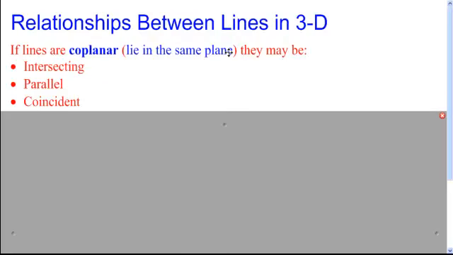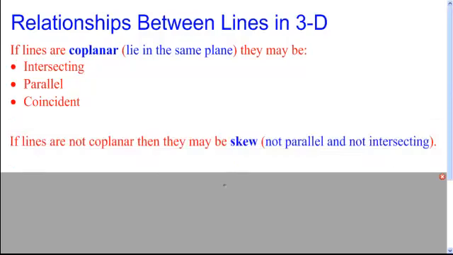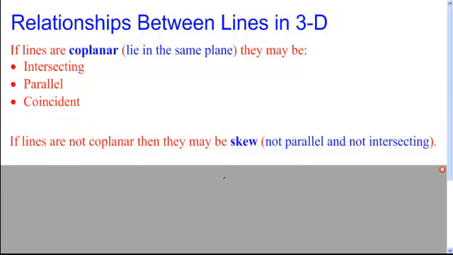In 3 dimensions, we can have coplanar lines. So all of our lines are going to fall within the same plane. So they can either be intersecting again, parallel, or coincident. Same type of thing as in 2 dimensions because they lie on the same plane. However, if they are non-coplanar, then they could be skew. They could intersect still. They could be skew if they're not parallel and not intersecting.